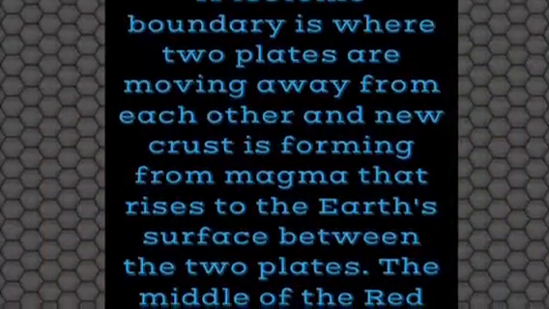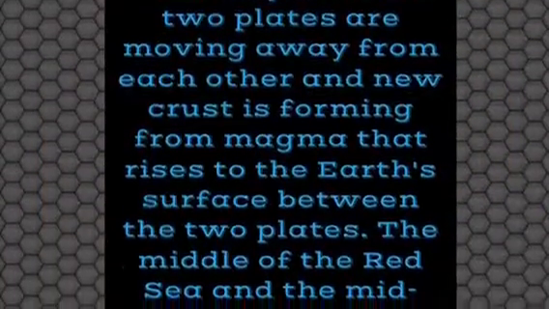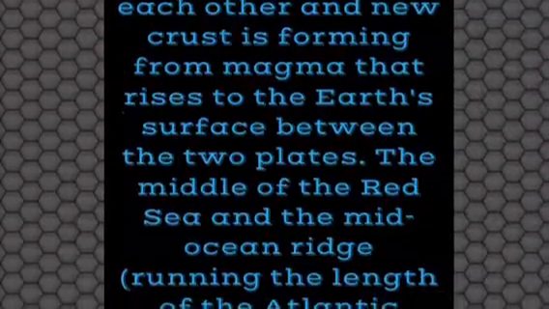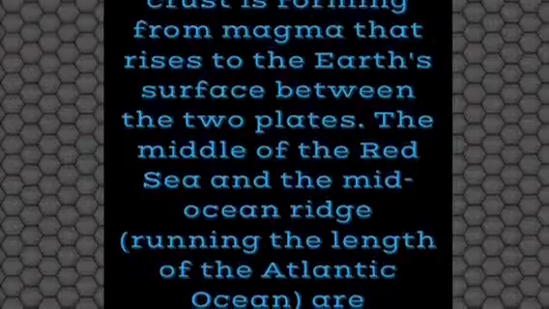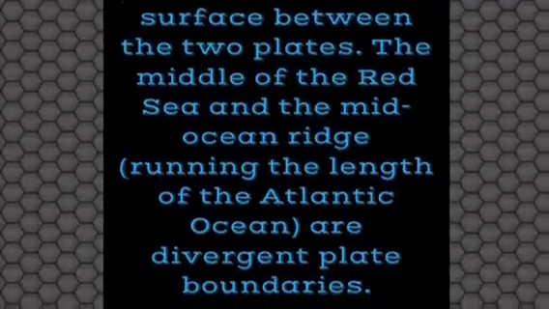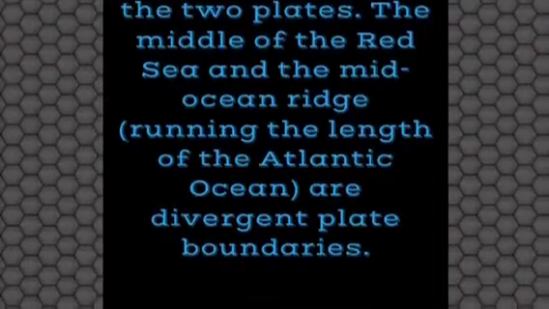A divergent tectonic boundary is where two plates are moving away from each other and new crust is forming from magma that rises to the Earth's surface between the two plates. The middle of the Red Sea and the mid-ocean ridge running the length of the Atlantic Ocean are divergent plate boundaries.